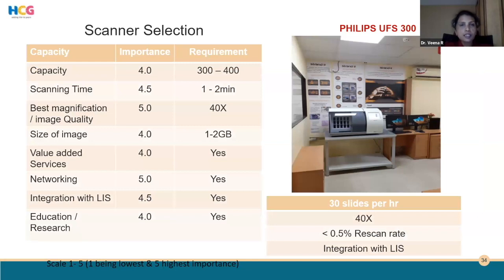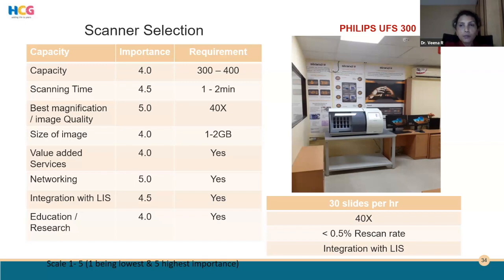So these are the criteria that we used for the selection of the scanner: capacity, scanning time, how much time it takes. Way back in 1995, when James Buchanan designed the first whole slide image scanner, it took 24 hours to scan one slide. So we didn't want something like that. We looked at a scanner which is much faster, gives very good quality of images. That was one of the important criteria for us, because we didn't want anything to be missed out.